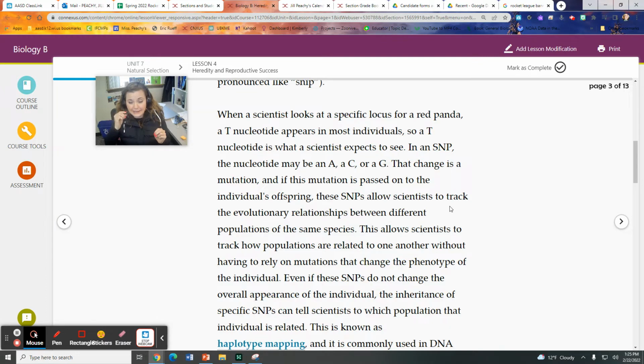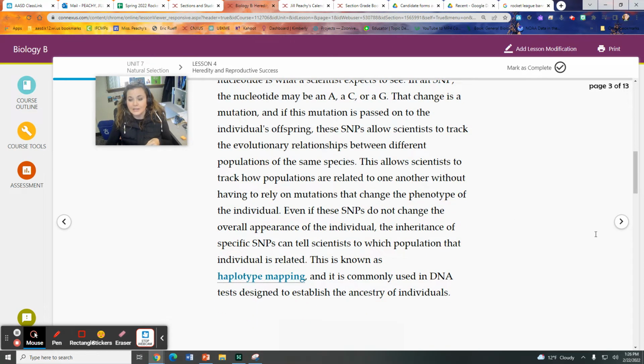But even though it's a silent mutation, it still allows scientists to see that there's a slight difference in the code between the red pandas that have the SNP and those that don't. And so we know there's a slight difference. They must all have inherited that difference from the panda that had it to begin with. So they're more closely related to each other than those that don't have the SNP. So they can track this in populations of pandas.